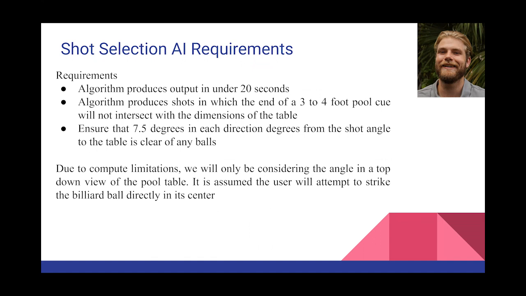It produces shots in which the end of a 3 to 4 foot pool cue will not intersect with the dimensions of the table. This basically means the shot is reachable. And it ensures that a 7.5 degree sweep in each direction from the shot angle will be clear of any obstructions or balls. Another thing we would like to point out is due to mutation limits, we will only be considering the angle on a top-down view of the pool table. It is assumed the user will strike the billiard ball directly in its center.